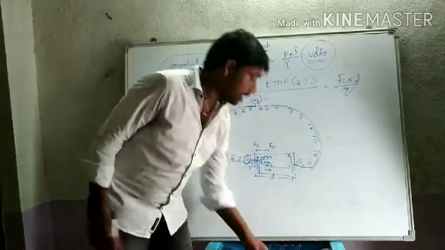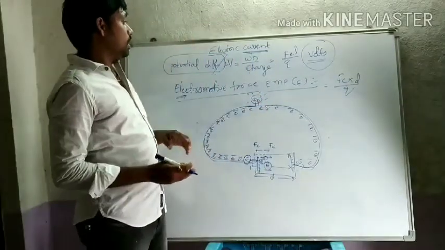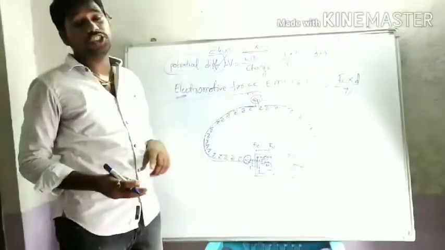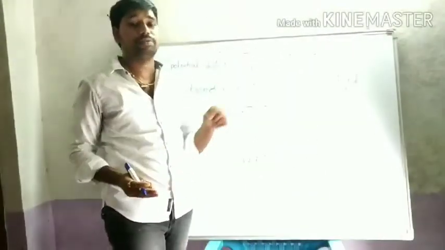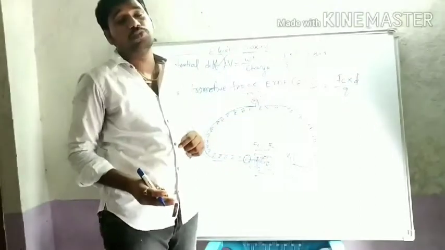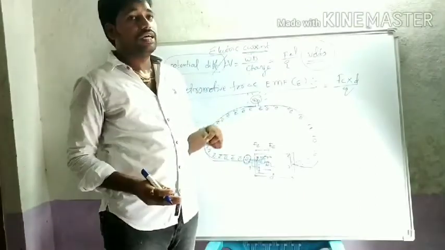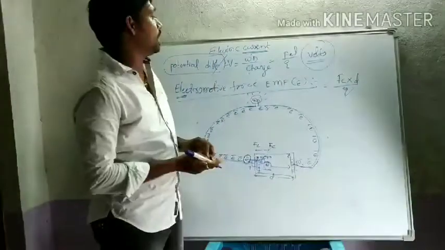And the relation between the electric current and the potential difference was given by George Simon Ohm. It later came to be known as Ohm's law.